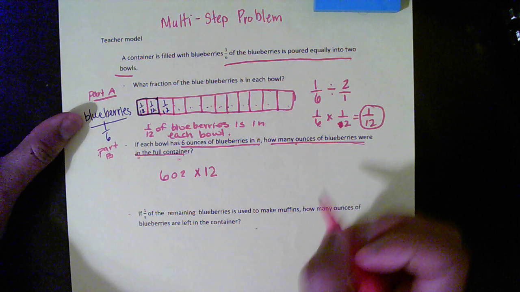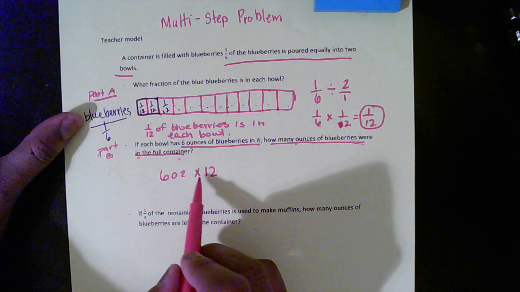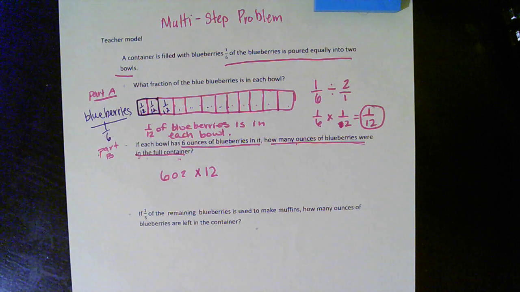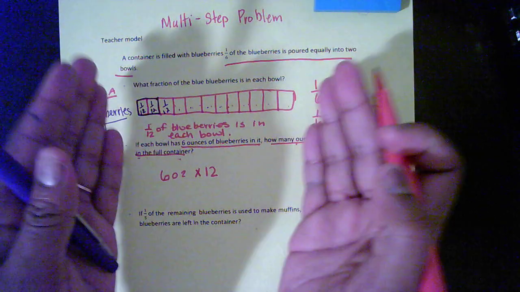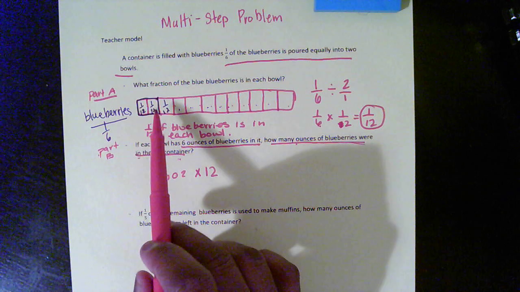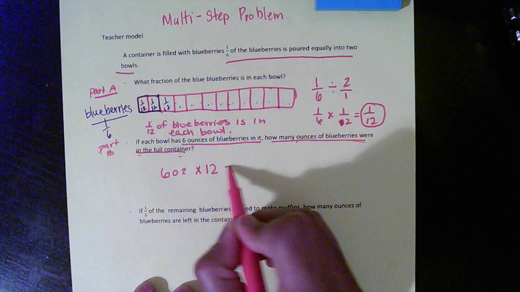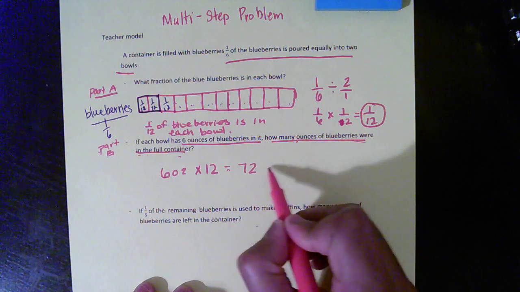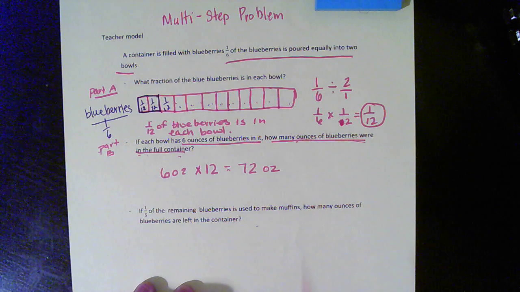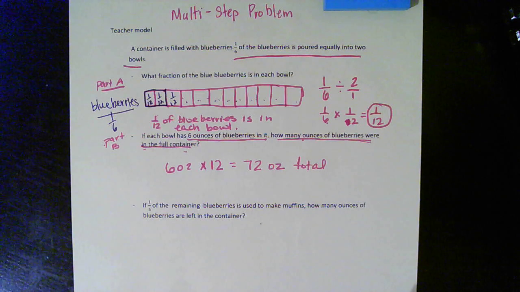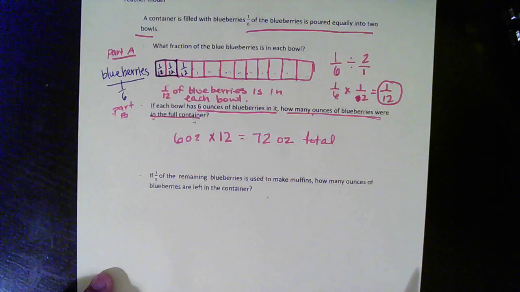So this one was 6 times 12. And I know it's multiplication because it has this word each, right? And if I'm looking at this whole, how many are in there, I would have to say 12 and count as many times, right? So 6 ounces times 12 is going to give me 72 ounces total. Okay? Awesome. Let's get to that next problem.